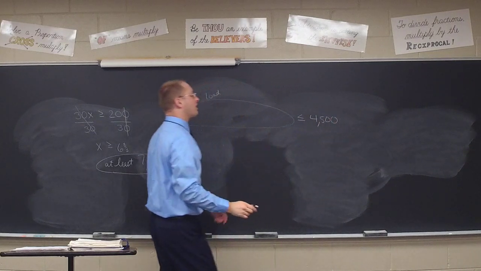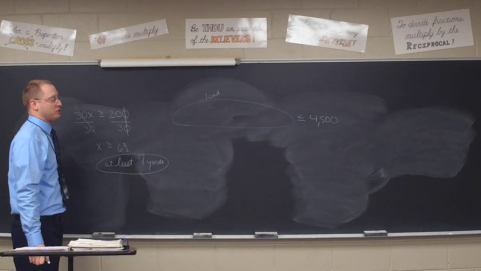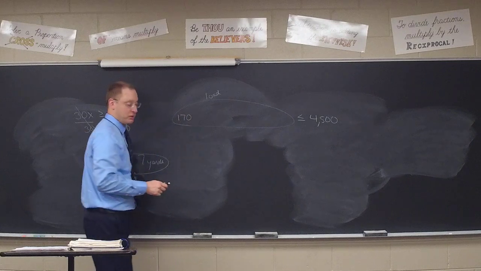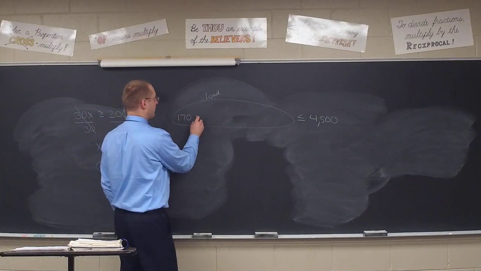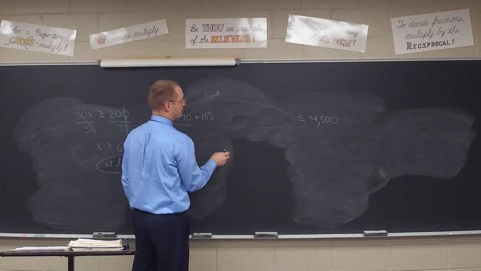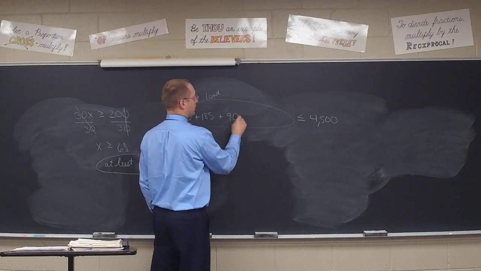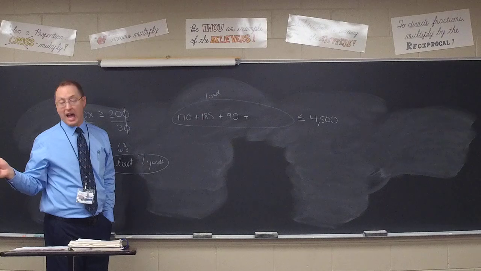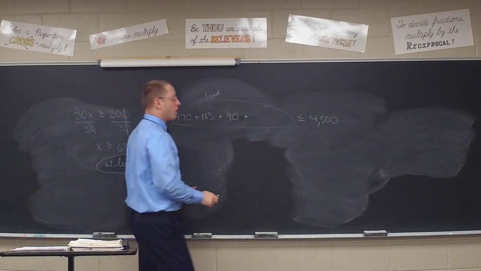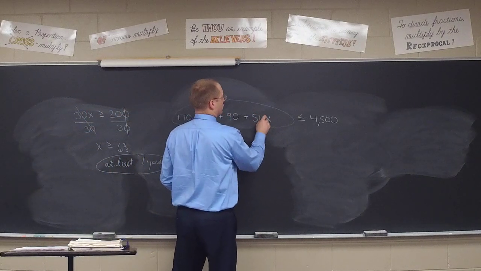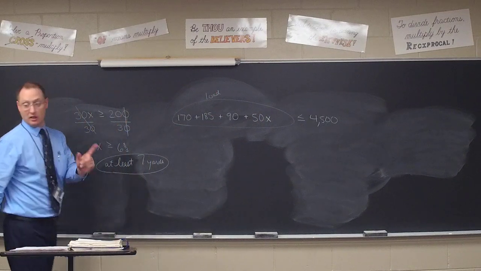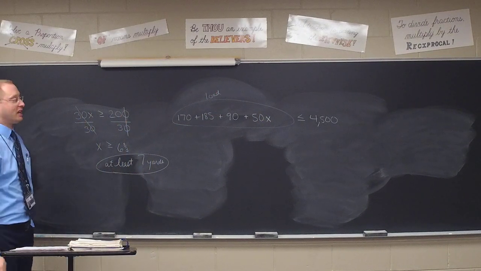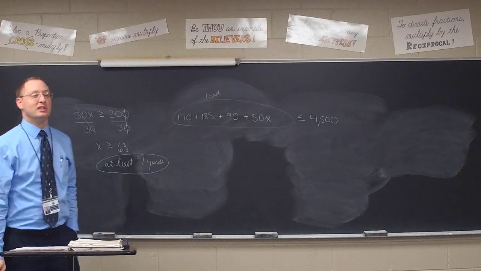All right, so what are we putting on this elevator? What is this elevator supposed to carry? A 170 pound person, a 185 pound person, a 90 pound cart, and 50x, where x is the amount of boxes. Good, 50x. However many boxes we don't know, but since every box weighs 50 pounds, 50x. All right, good. Kyla, Curtis, were you thinking the same thing?